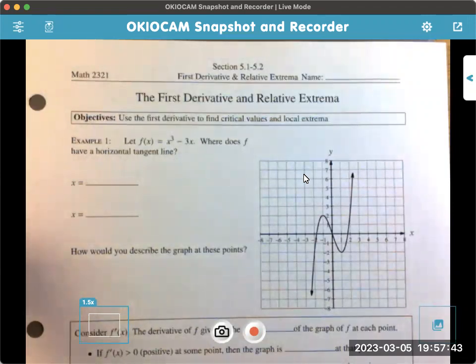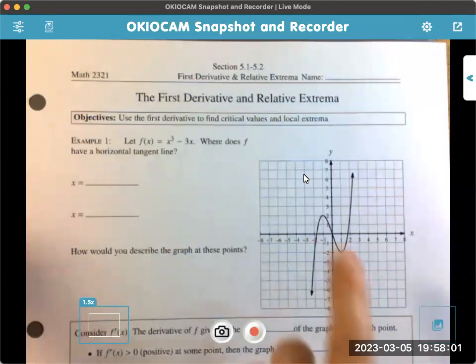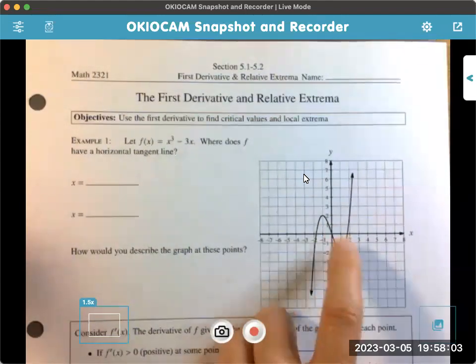But example 1. Oh yeah, so objectives. Use the first derivative to find critical values and local extrema. We'll talk later about what those terms mean. But basically, a critical value is a potential location of a local extrema, and a local extrema is a max or a min.